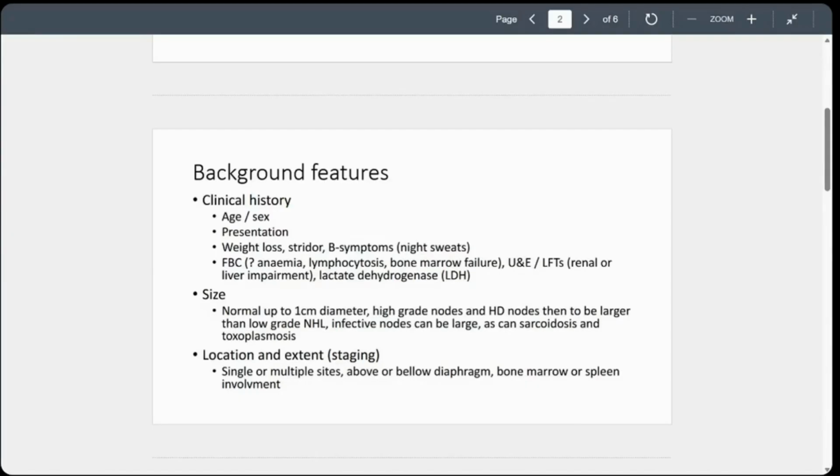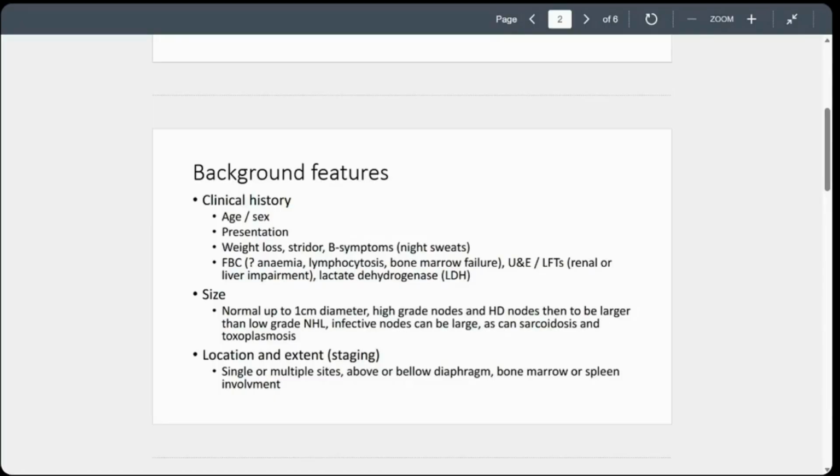Size of the node is important. A normal lymph node will be up to about 1 centimeter. High-grade lymphomas and Hodgkin nodes can be much larger than that, 4 or 6 centimeters sometimes in diameter. You might get lymph nodes that are 1.2 millimeters on a CT scan, or when you see it in the lab, and those could still be a low-grade lymphoma. Sarcoidosis and toxoplasmosis can also result in enlarged nodes.